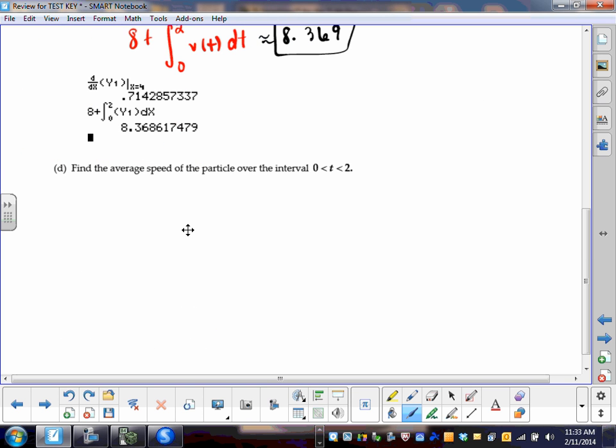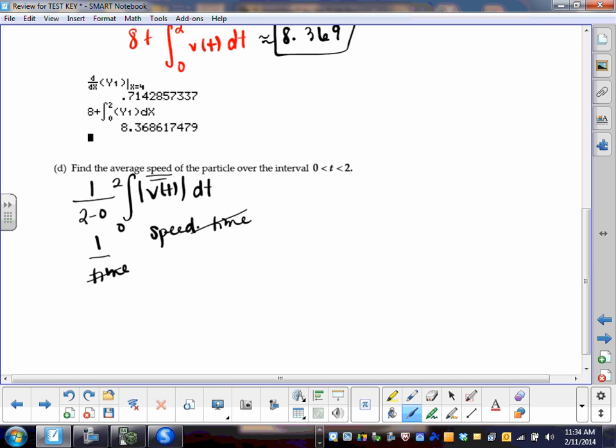Okay, the last part says to find the average speed. Speed is the absolute value of velocity. To average that, we are going to do velocity times time divided by time. So we're doing speed times time divided by time. Speed times time divided by time is going to give us the average speed. Okay, this is the notation exactly as it should be on the paper. You don't have to copy anything else down.